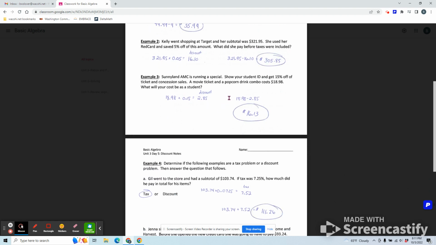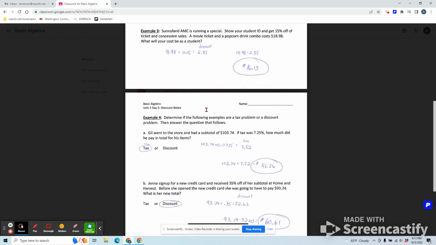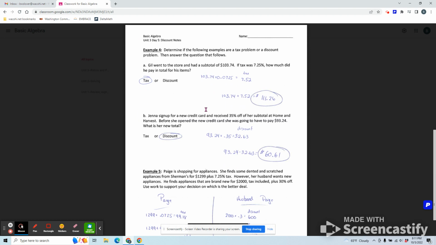Example 3 is another one, but this time it's talking about popcorn sales and drink combos and movie tickets if you show your ID. And then example 4 is asking you to identify whether it's a tax question or a discount question, and then find how much that person has to pay.